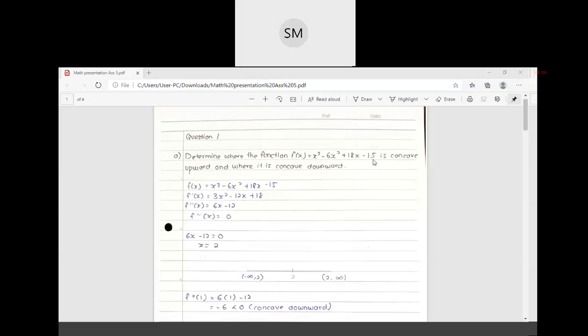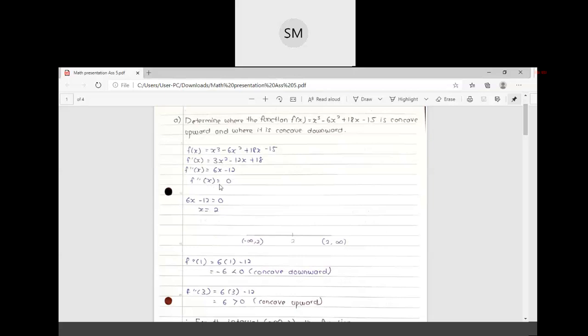So to find which is concave upward and which is concave downward, we need to find the derivative of it. Here, given the function, we find the first derivative, which is 3x squared minus 12x plus 18. And we find the second derivative, we get 6x minus 12. So what we should do here is assume that the second derivative is equal to 0. We know 6x minus 12 is equal to 0. We will get x is equal to 2.